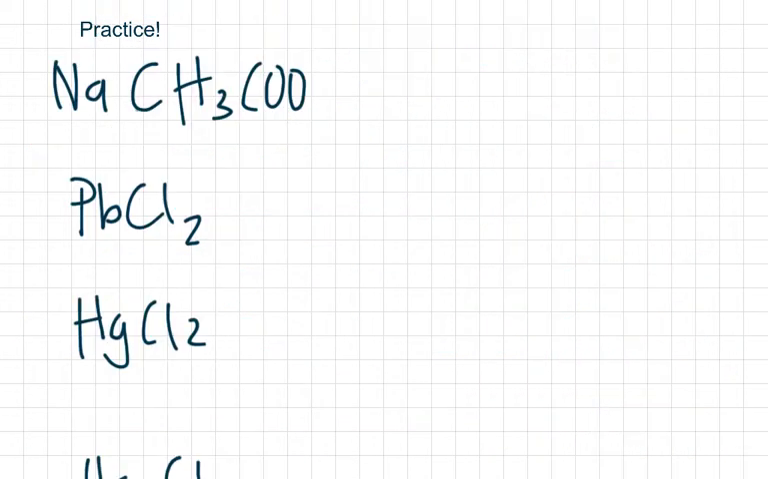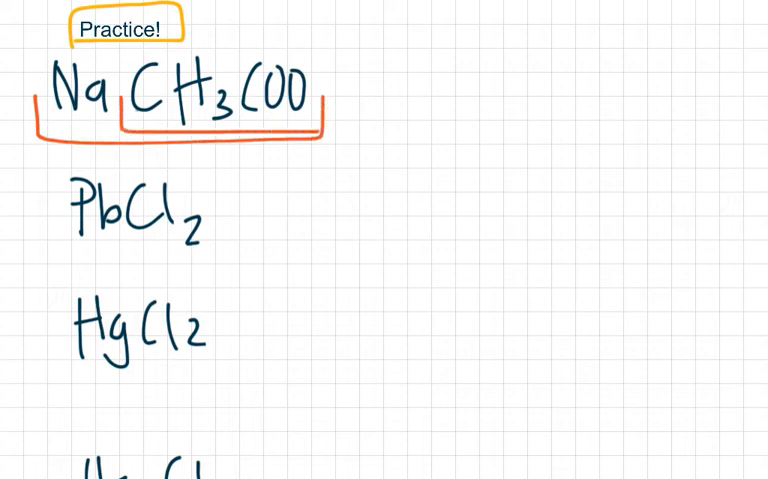So now that we went over the rules, let's do some practice, because that's the best way to learn the rules. So we have this compound, sodium acetate. Note that CH3COO- is going to be acetate, and Na+ is going to be the sodium cation.